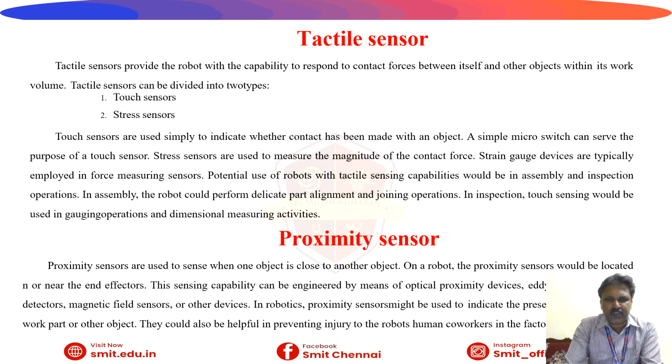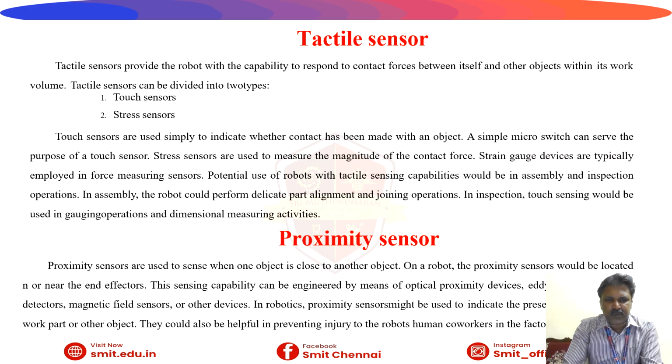Stress sensors are used to measure the magnitude of the contact force. How much force is acting over there, we can measure that also. Strain gauge devices are typically employed in the force measuring sensors. A potential use of robots with tactile sensing capabilities would be in assembly and inspection operations. In assembly, the robot could perform delicate part alignment and joining operations. So mainly in assembly industries, it can handle the part alignment and the joining operation. In inspection, touch sensing would be used in gauging operations and dimensional measuring activities.